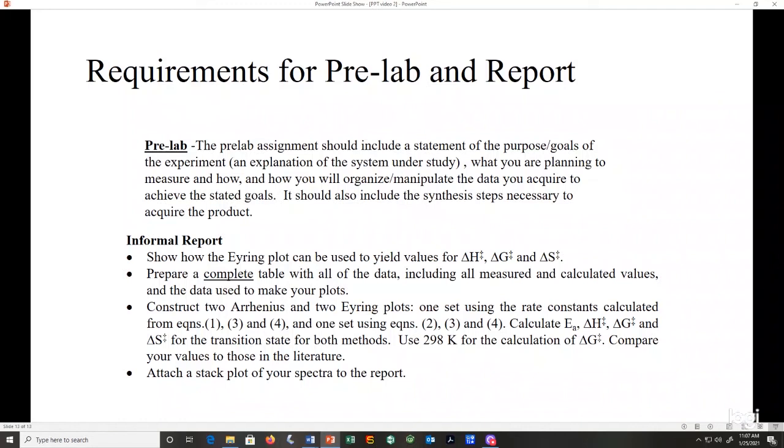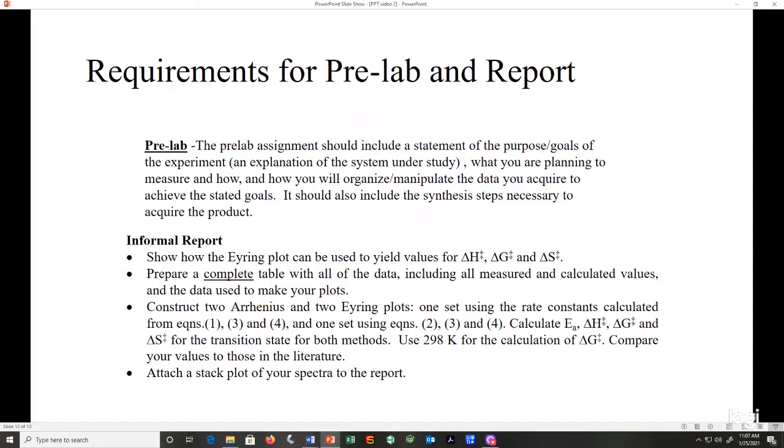The pre-lab assignment should include a statement of the purpose, goals of the experiment. An explanation of the system under study should be included. What you're planning to measure and how you will organize, manipulate the data you acquire to achieve the stated goals. So the equations that you're going to use for this analysis might want to be included there. It should also include the synthesis steps necessary to acquire the product.